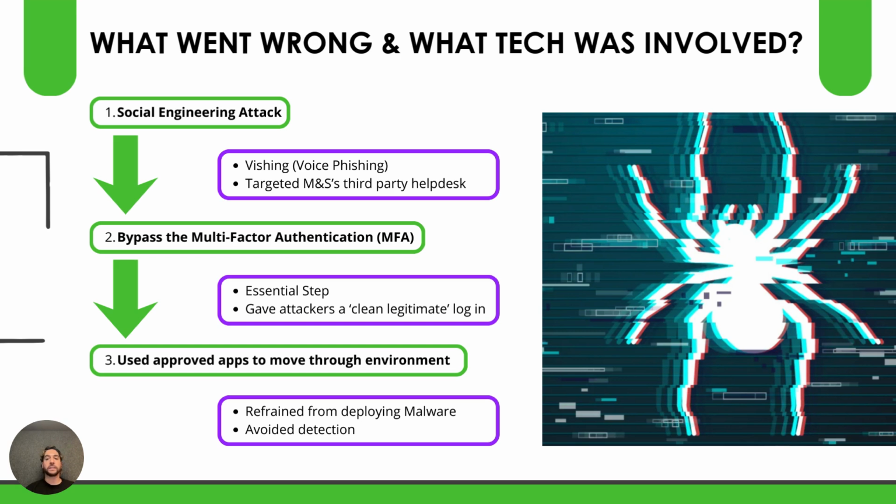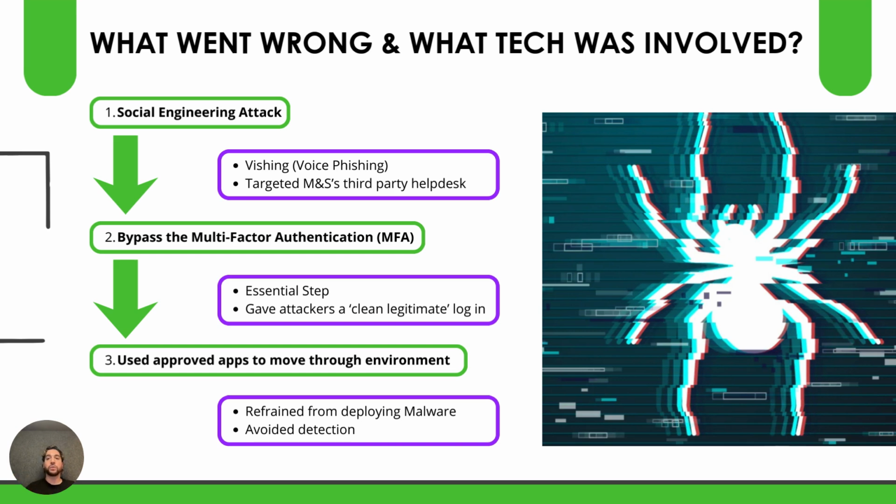M&S had already invested in this MFA technology. Every employee had a secondary factor, right, which is the MFA token on their registered device. So without being able to get those new devices registered, the adversary's devices registered, and therefore the MFA tokens, they wouldn't simply have access to M&S's environment.